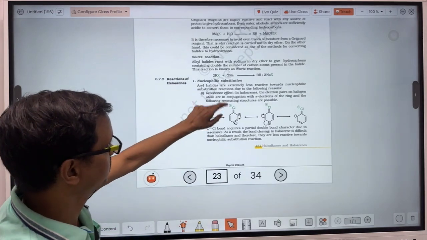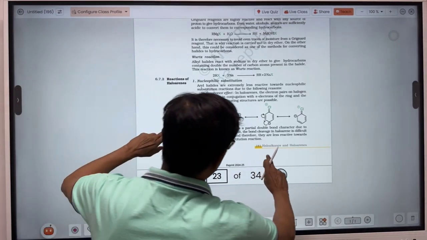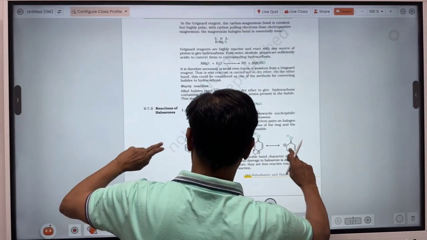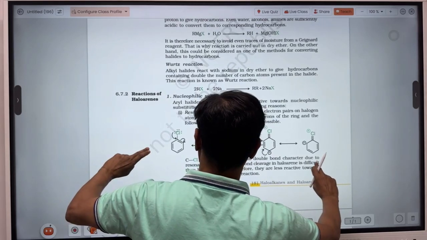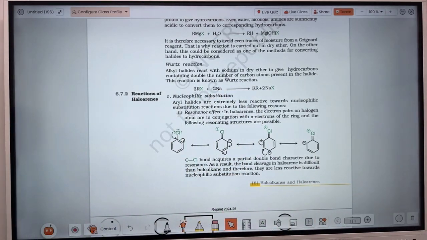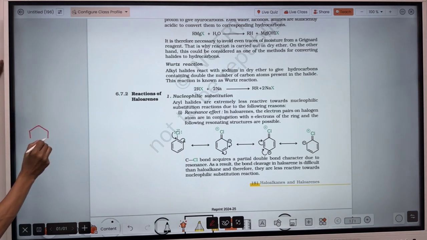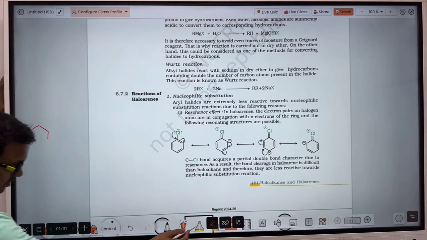First one is the resonance effect. What's the effect of resonance? Resonance structure, how to draw, I think you know. But okay, I am teaching you here how to draw the resonance structure. Watch out carefully. In haloarene, how does the resonance form occur? Okay, I am writing something large.